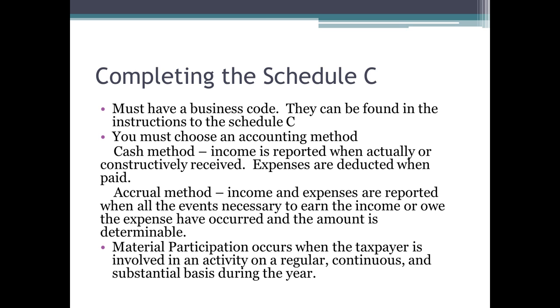Completing the Schedule C, you must have a business code. They can be found in the instructions to Schedule C. You must choose an accounting method. Cash method is when income is reported when it's actually or constructively received. Expenses are deducted when paid. Accrual method, income and expenses are reported when all the events necessary to earn the income or owe the expense have occurred and the amount is determinable.